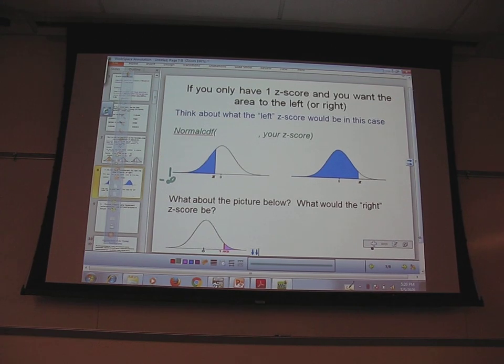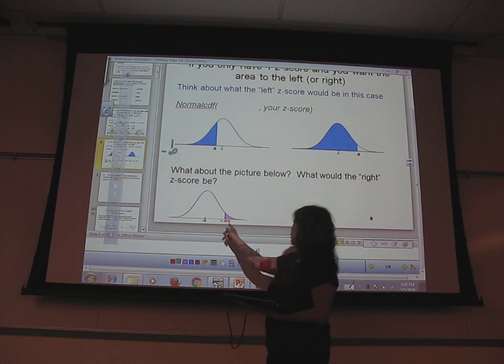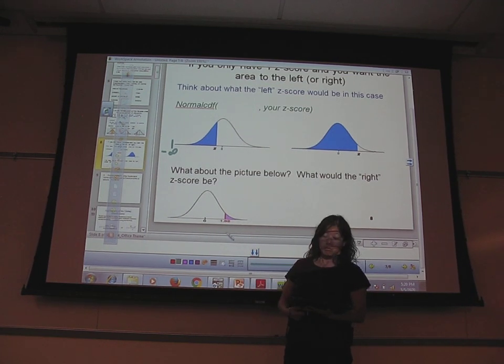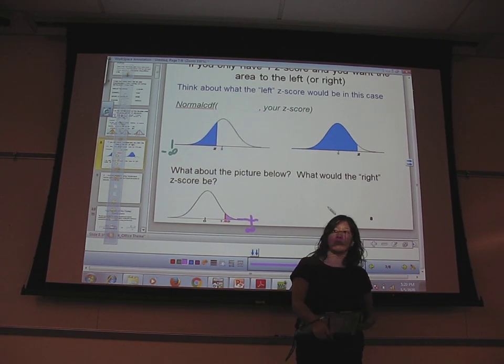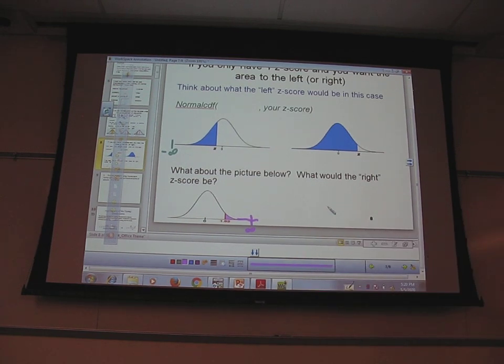How about this one down here? Here's my z-score. And am I going above it or below it? Above it. So then what's the z-score way out here? Positive infinity. Good? Everybody understand this okay? If you only get one z-score, then you're looking at above or below it. If you get 2, then you're usually looking for the area between them. So everybody see the difference there?